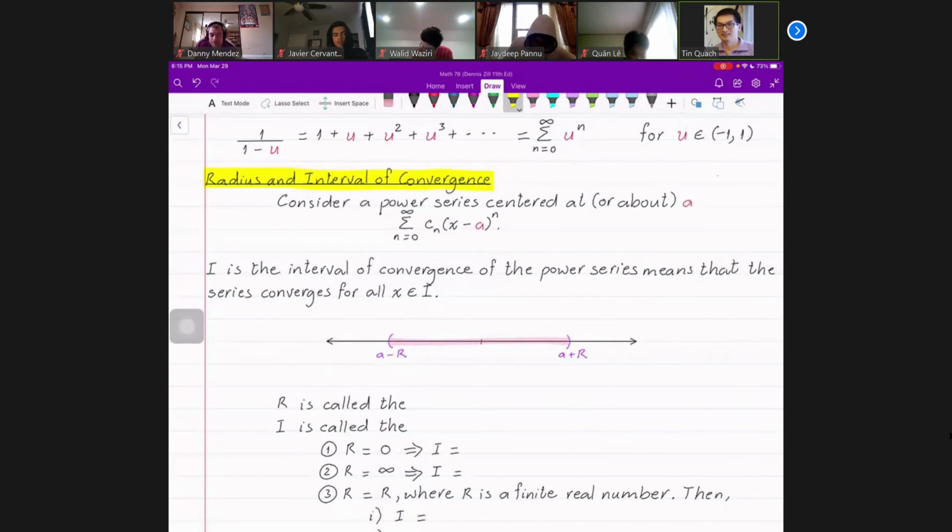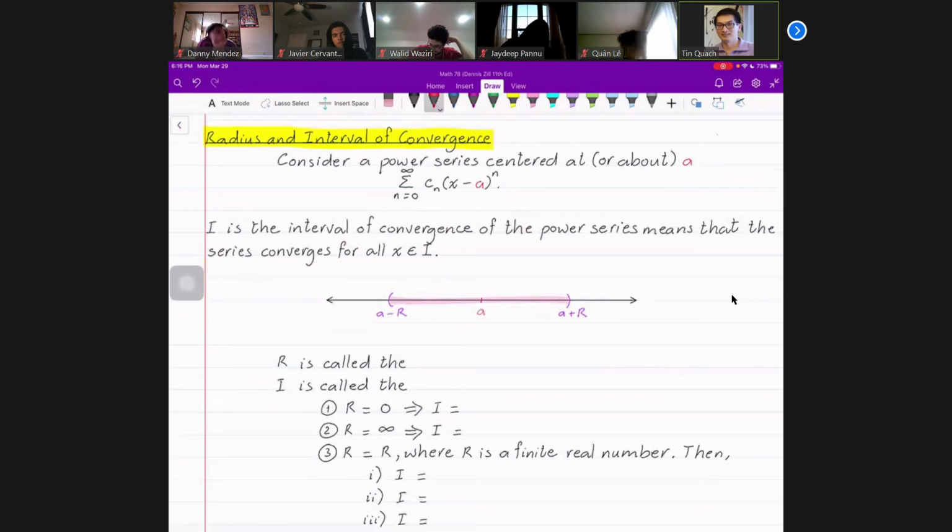So here's what it means by the radius and the interval of convergence for a power series. If we define I to be the interval of convergence for this series, and R is the radius of convergence, then here's what we mean. A is the center, right? Because the power series is centered at A, A is this value on that interval.